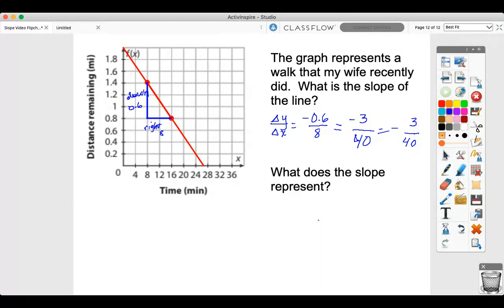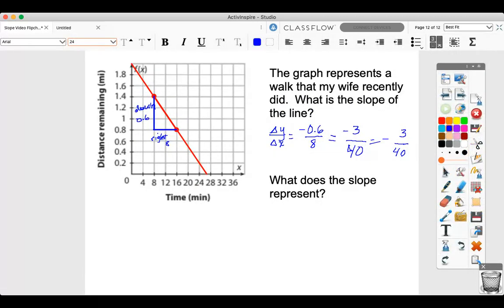Okay. And then back to what the slope represents. Now, please recall that the slope is always change in y over the change in x. So here, the slope represents the change in the distance remaining on her walk over a given, a certain number of minutes.